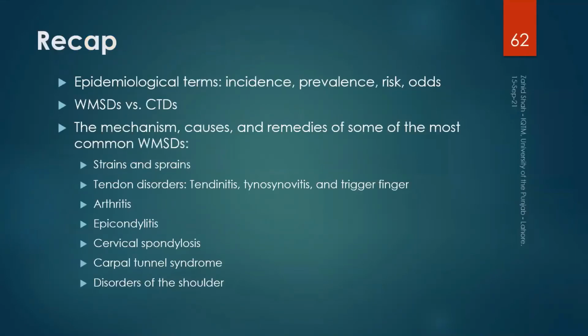In this lecture, we discussed what is epidemiology, and some important epidemiological terms like incidence, prevalence, risk, and odds. Two terms that are generally used interchangeably are work-related musculoskeletal disorders and cumulative trauma disorders. There is a slight difference between the two. We also covered the mechanism, causes, and remedies of some of the most common WMSDs: strains and sprains, tendon-related problems, osteoarthritis, epicondylitis, cervical spondylosis, carpal tunnel syndrome, disorders related to the shoulder, varicose veins, and so on. If you have any questions, you can ask.